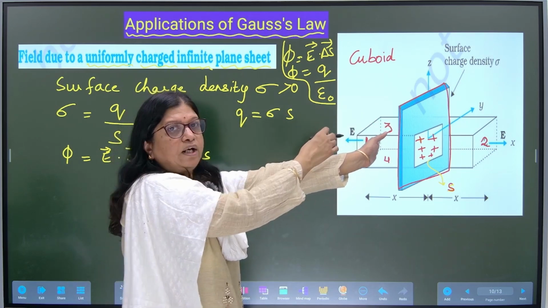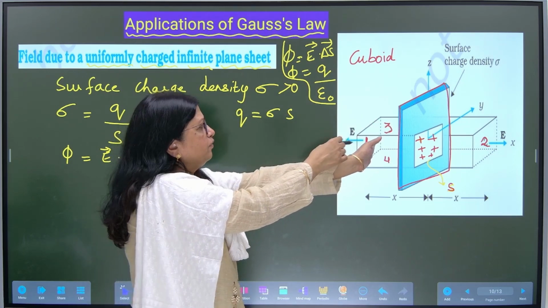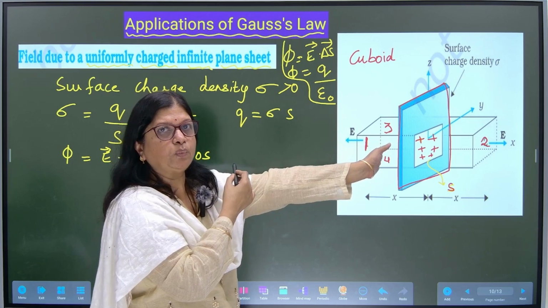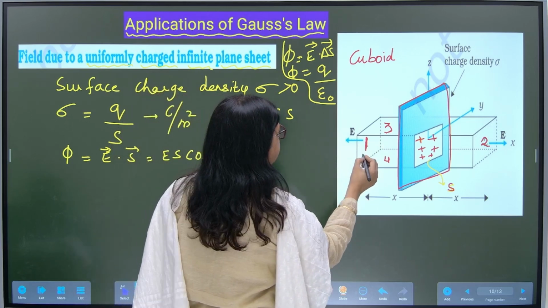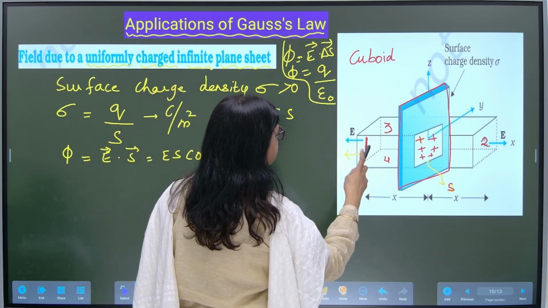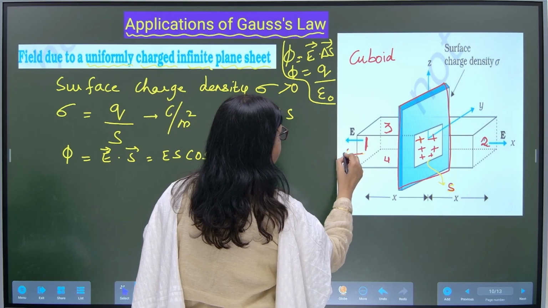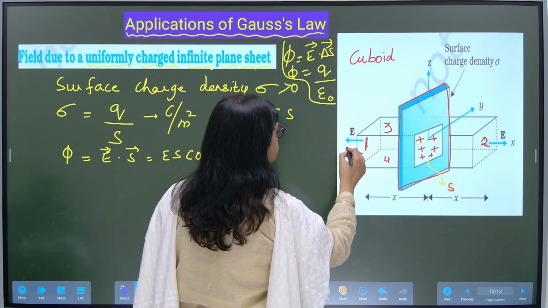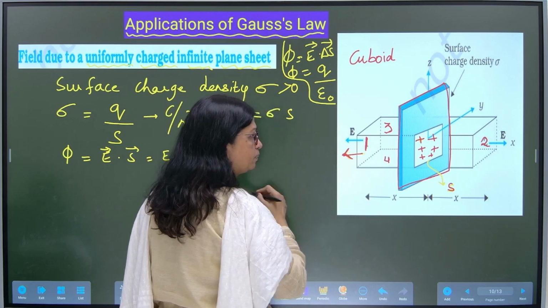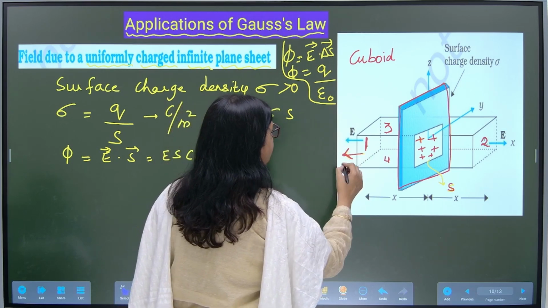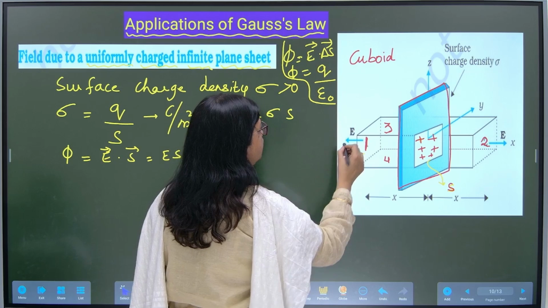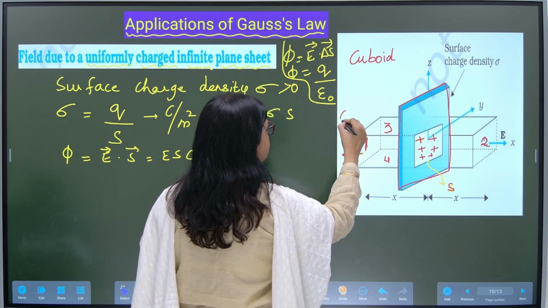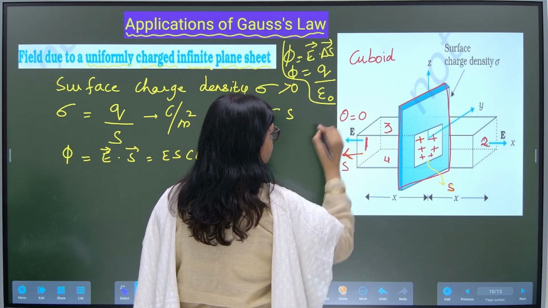According to the rule, the direction of the electric field should go outwards. So the electric field is on this side. The area element's direction is also this side, according to the rule that the direction of the area element is always perpendicular to the surface. So what is the angle between E and S here? Theta is equal to 0.